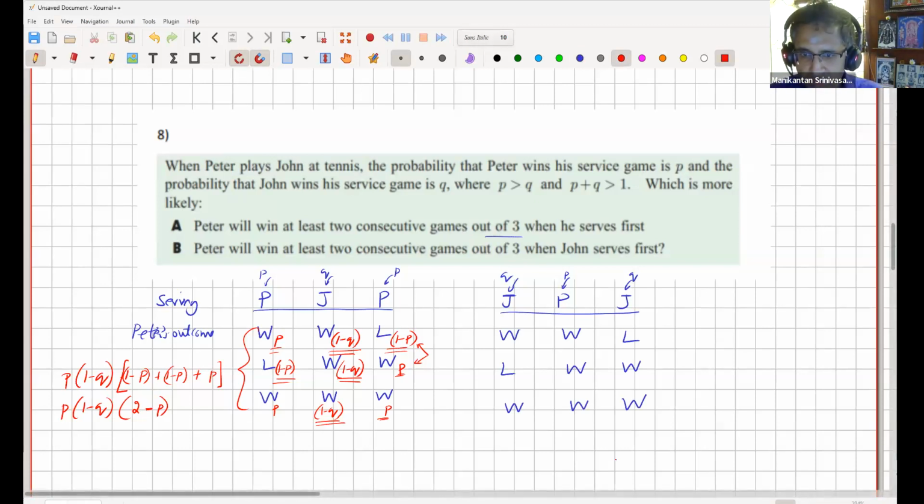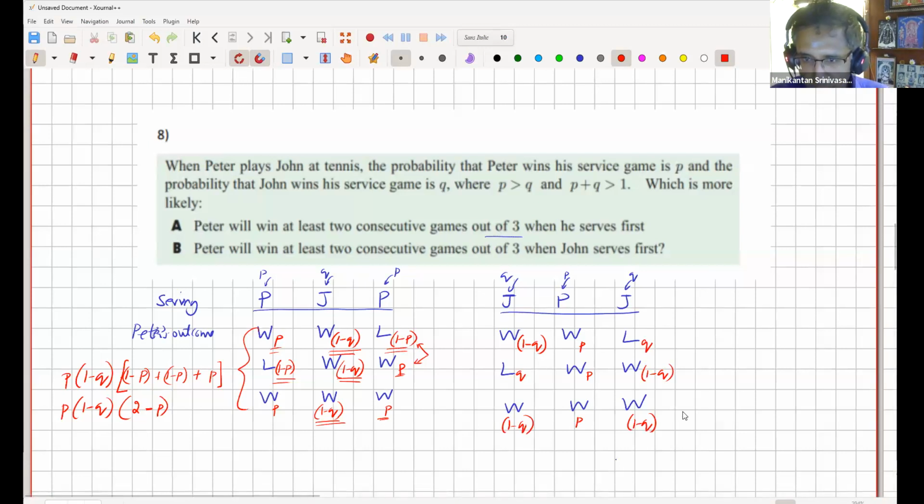Now same thing. So for him to win in John's serve, it's 1 minus Q. For him to win in his own serve, it's P. And for him to lose in John's serve, which means effectively John wins, that's Q. Similarly, in this one, John wins his own serve, which is Q. Peter wins his own serve, which is P. And then Peter wins John's serve, which is 1 minus Q. And here, Peter wins his own serve with P, and John's serve with 1 minus Q each.